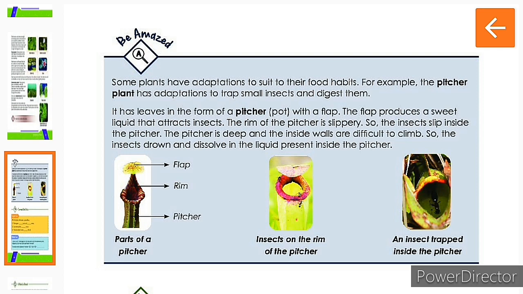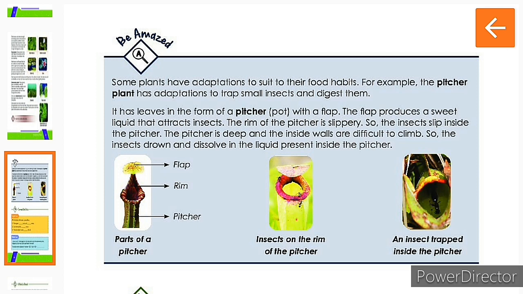Here, another type of plant is there. Some plants have adaptations to suit their food habits. For example, the pitcher plant has adaptations to trap small insects and digest them. So this plant adapts itself, and it traps small insects and digests them.